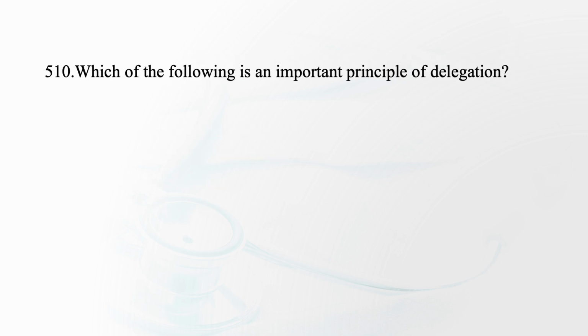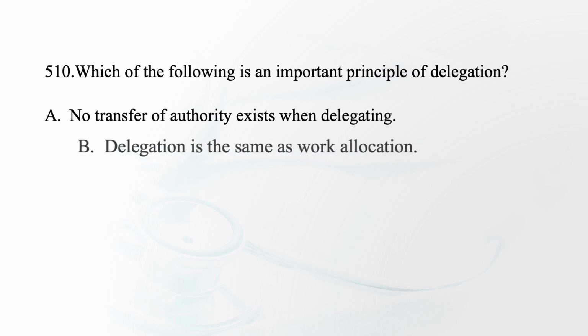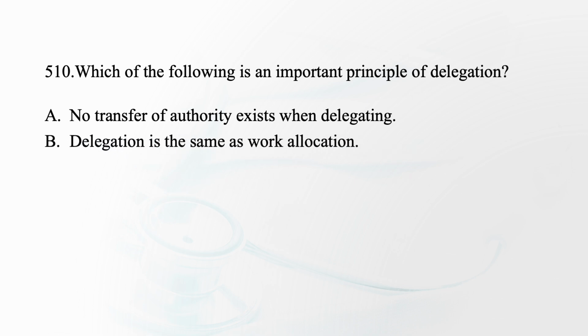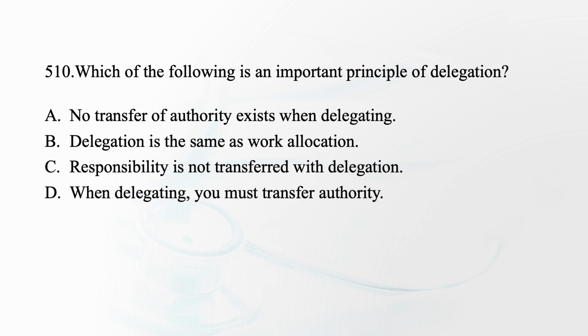Question number 510. Which of the following is an important principle of delegation? Option A, no transfer of authority exists when delegating. Option B, delegation is the same as work allocation. Option C, responsibility is not transferred with delegation. Option D, when delegating, you must transfer authority. The correct answer is option B, delegation is the same as work allocation.